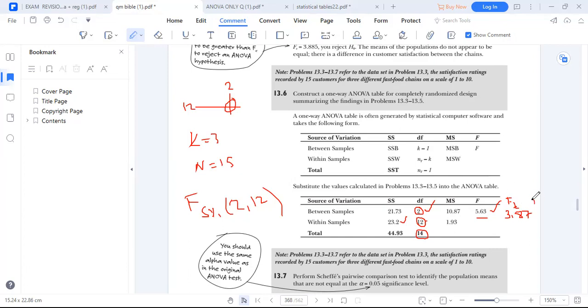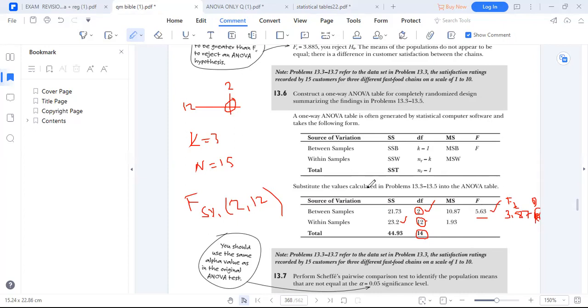So what is our decision here? Accept. Why? Because this is small. This must be bigger to reject. If the F calculated is greater, we reject. So whenever we're rejecting, it means there's a statistical difference.